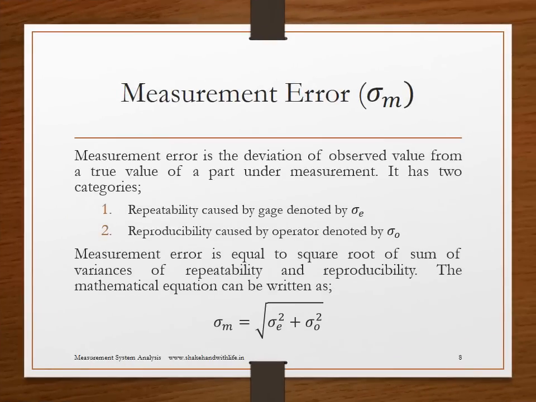Measurement error or sigma m. Measurement error is the deviation of the observed value from the true value of a part in the measurement. It has two categories. One is repeatability error caused by gauge, denoted by sigma E. Second one is reproducibility error caused by operator, denoted by sigma O. Measurement error is equal to the square root of the sum of variances of repeatability and reproducibility error. The mathematical equation can be written as sigma m is equal to square root of sigma E square plus sigma O square.